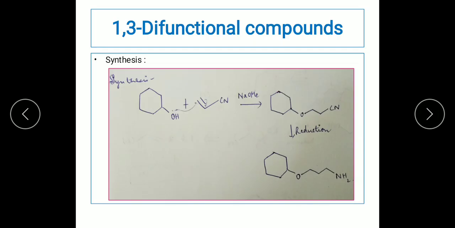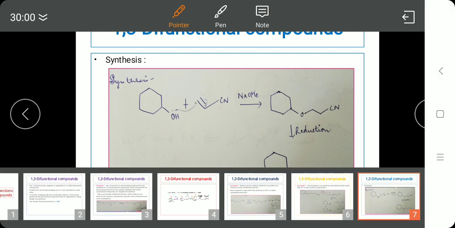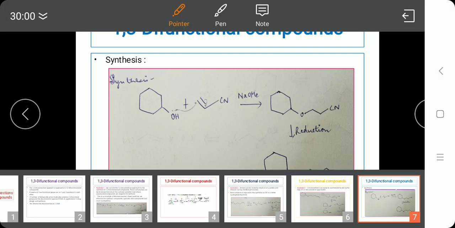So now let's write down the synthesis. We have the phenol and cyanoethene, and in presence of a base like sodium methoxide, the base is first going to deprotonate the phenol to give rise to phenoxide ion. Phenoxide ion is going to attack at the terminal carbon atom of this double bond, and then the double bond is going to shift. The electron pair between these two is going to shift to form the carbanion.